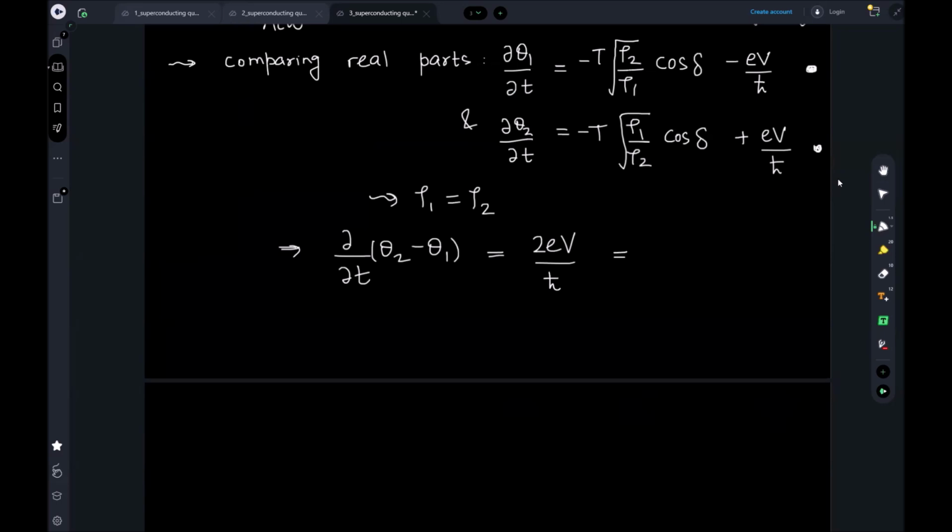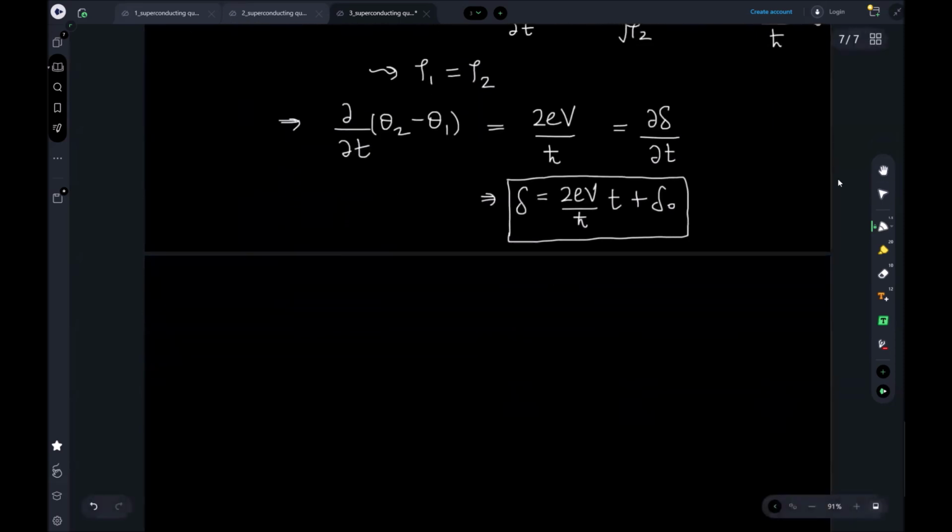And this is actually the time derivative of the phase difference. So we have kept the voltage constant. So the potential difference is constant. So we can write the phase difference as follows.